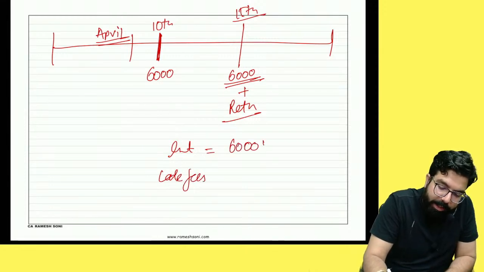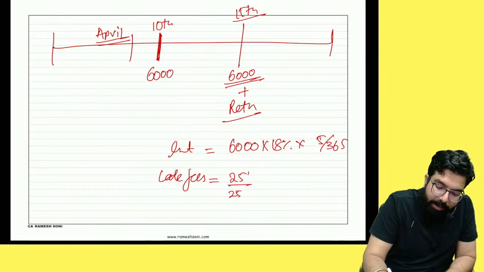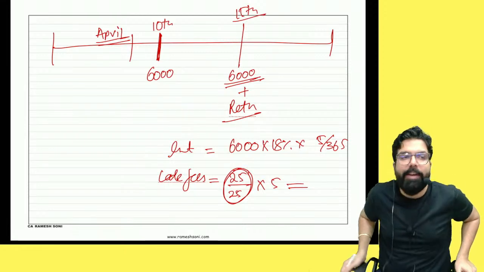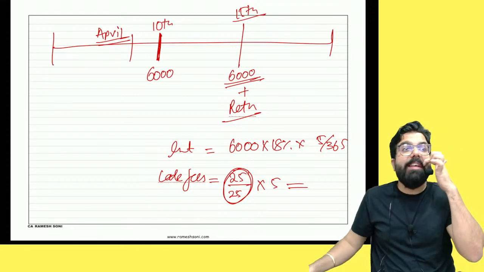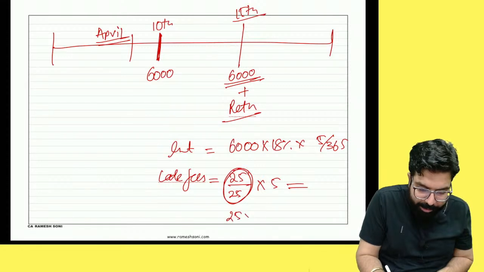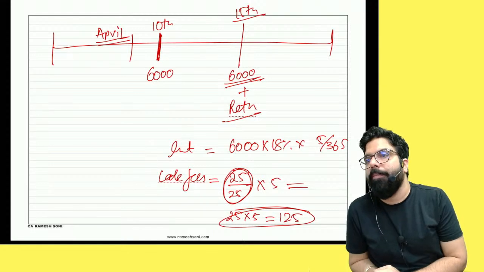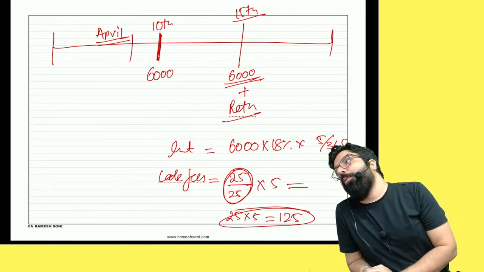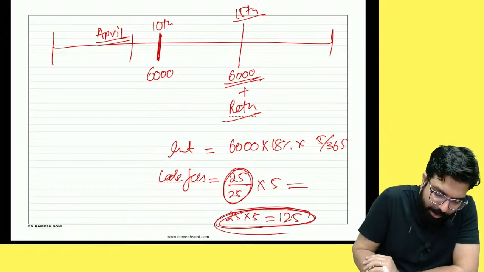Interest will be 6,000 into 18% into 5 divided by 365, and late fee will be how much? 25 under CGST, 25 under SGST, multiplied by how many days? Are we clear, everyone? 50 into 5, 250 rupees. Is my point clear to all? Can I go ahead? In the exam, you have to see, the question will ask you under CGST Act only. So you can write 25 rupees into 5 days, 125 rupees, chapter over. Are we clear, everyone? Can we go ahead? But if they ask you under CGST and SGST both, then it will be double. But they will not ask you. They will ask you under CGST, you can write this and come.